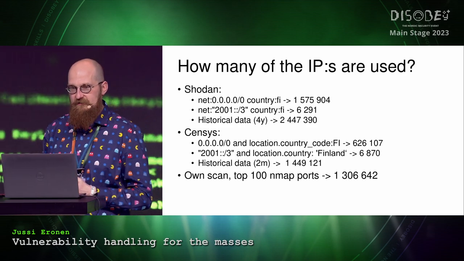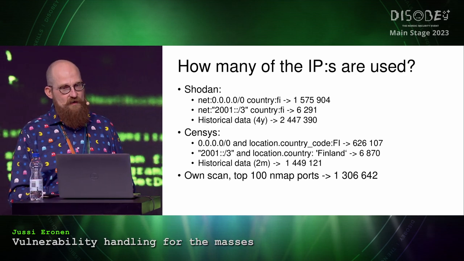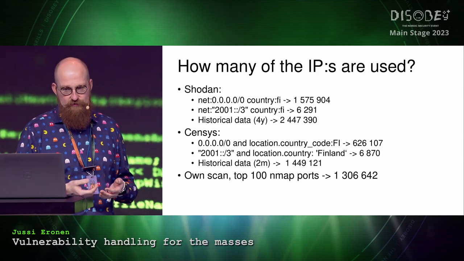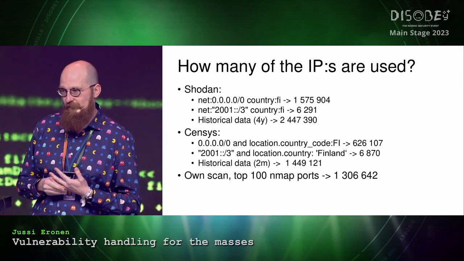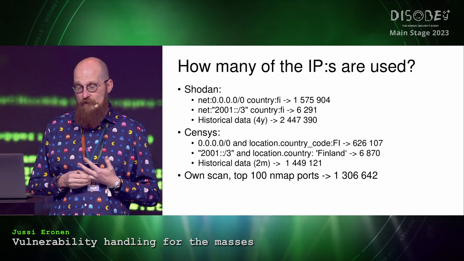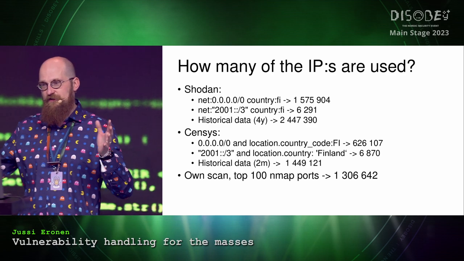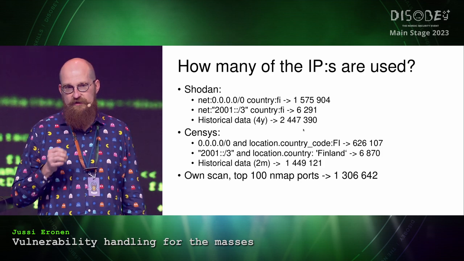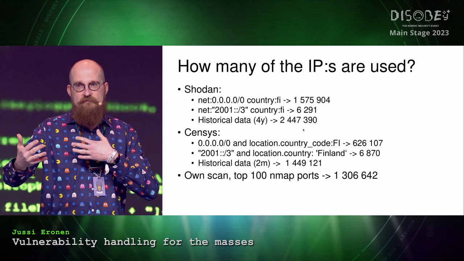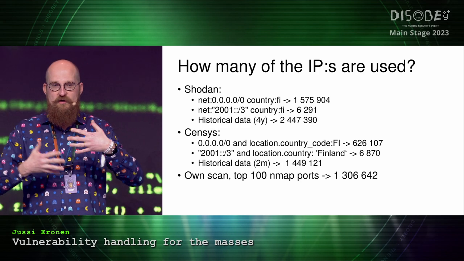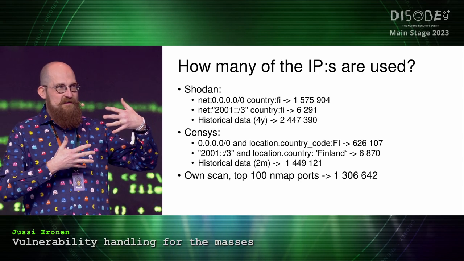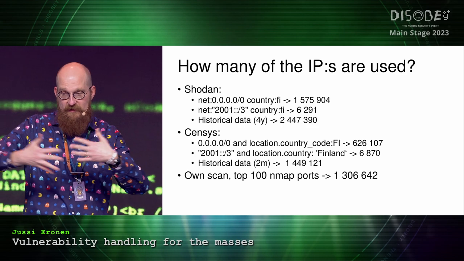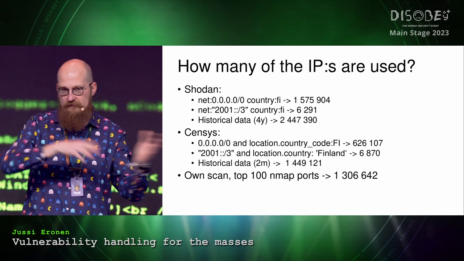So Shodan says that there's like 1.5 million IPs that are used. Censys, for some reason, says that there are only 600,000, although the raw data from less than 2 months ago has a figure similar to Shodan. And from the Shodan historical data, you can see that these resources actually vary surprisingly much. I wouldn't have thought that in the data spanning 4 years, there are 2.5 million unique IPs. So that means that the IP blocks have shifted from here to there.